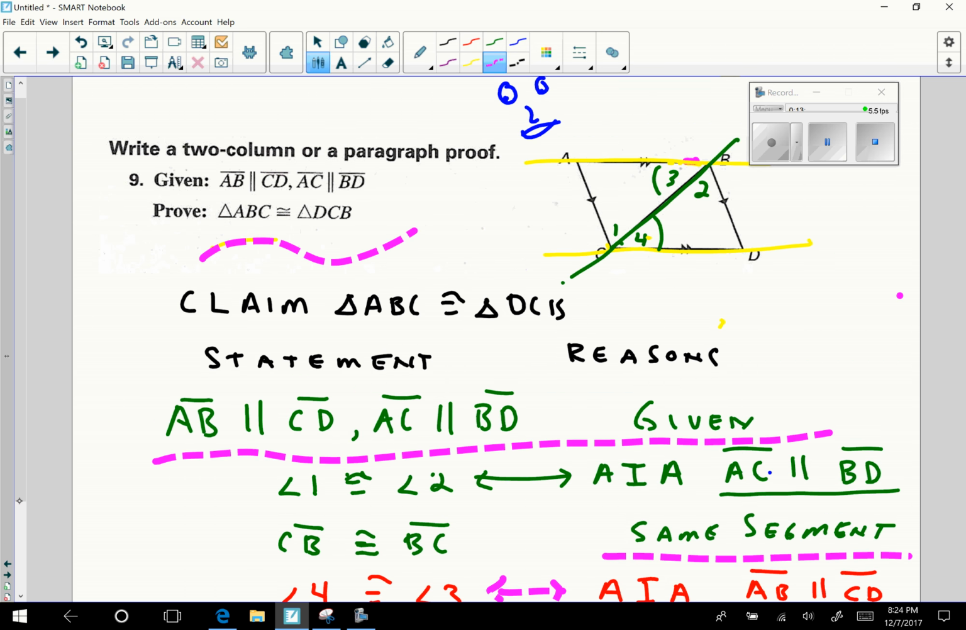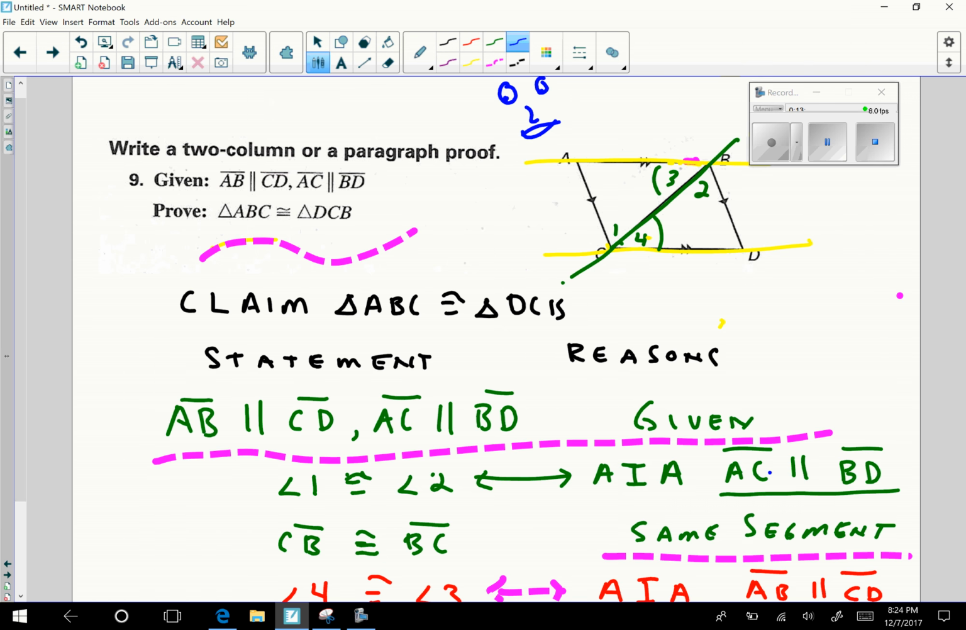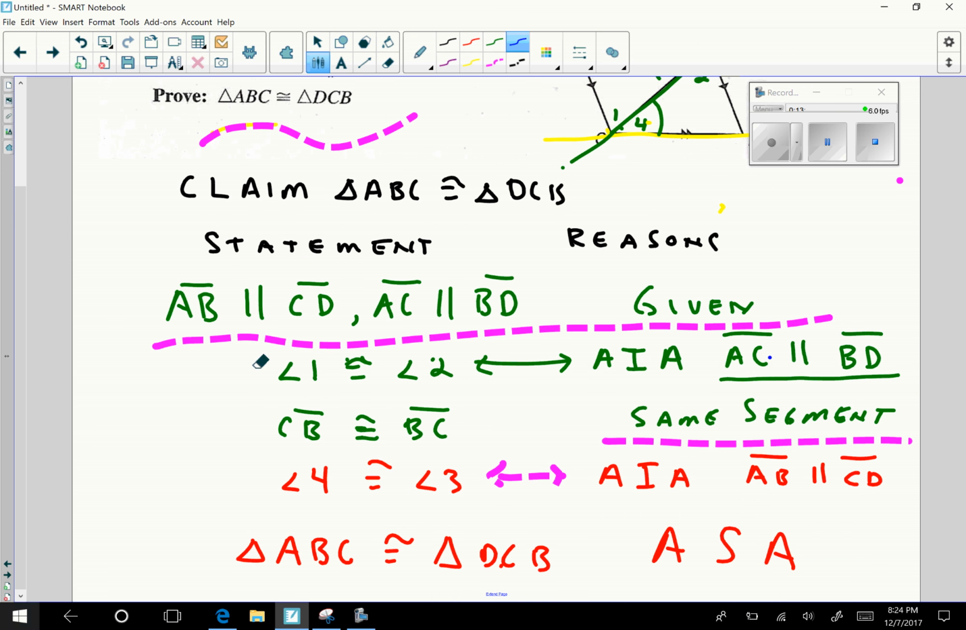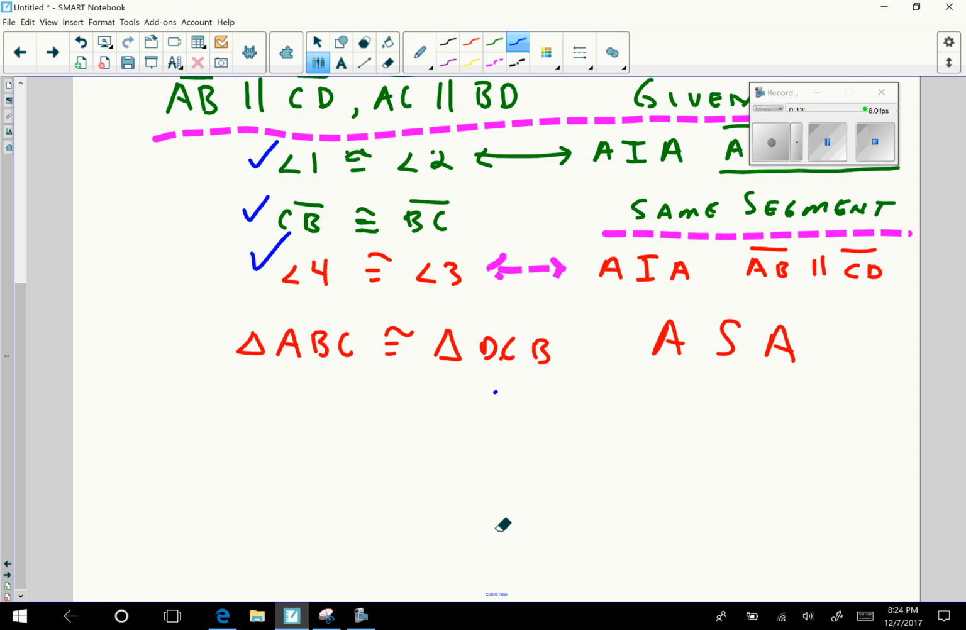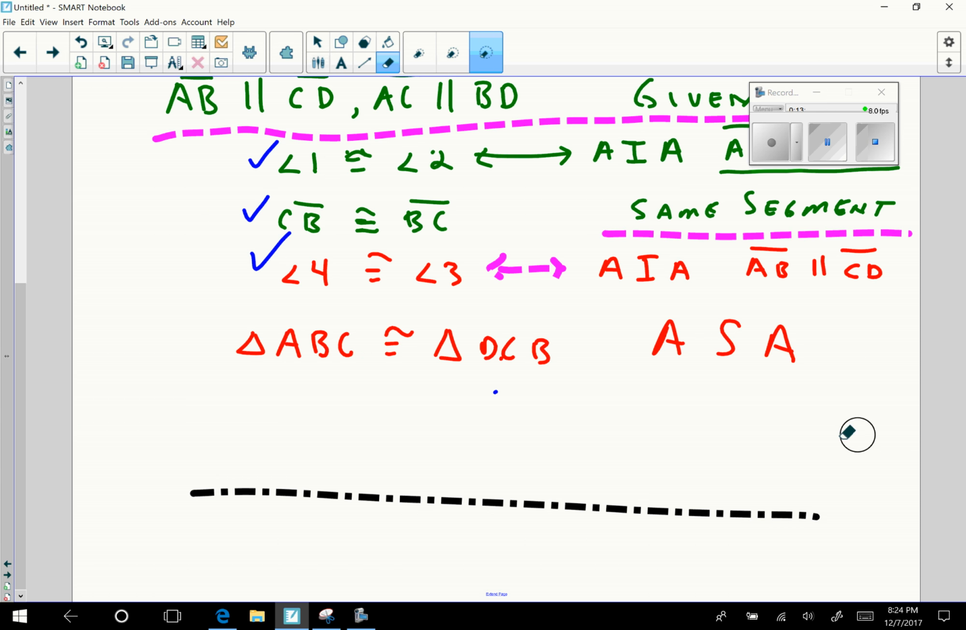AB parallel to CD. And now, what do I have? Easy enough. I have angle, side, angle, and triangle ABC is congruent to triangle DCB because of the angle-side-angle congruence statement.